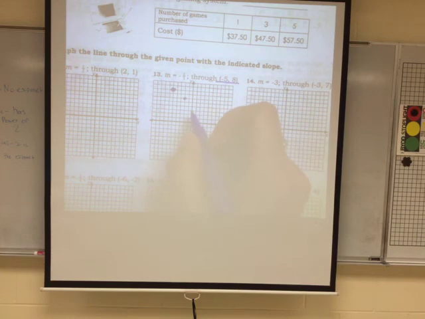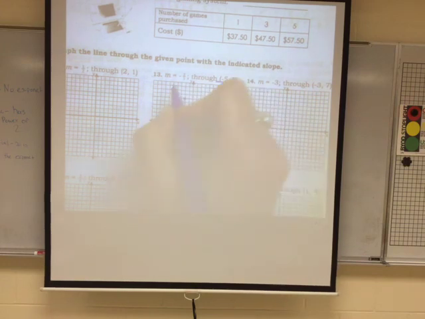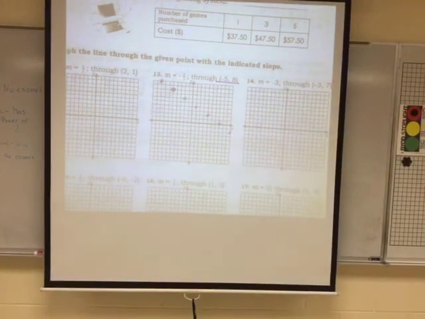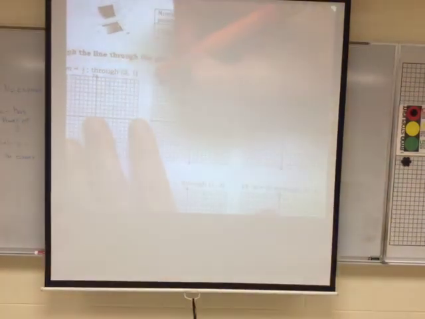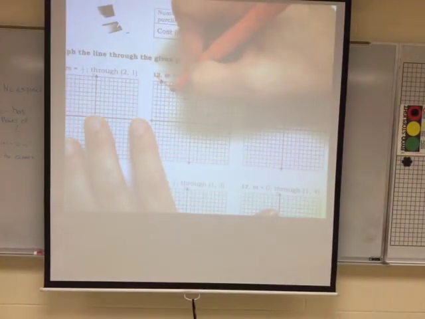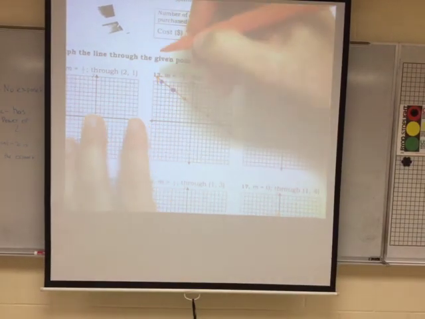It'll be easier to graph the line with more points. So down 2, right 3. Down 2, right 3. I can even go backwards. I can go up 2 and left 3. Then you can connect the points, use a straight edge, or if the points are close enough together, you could draw a line through all of the points.